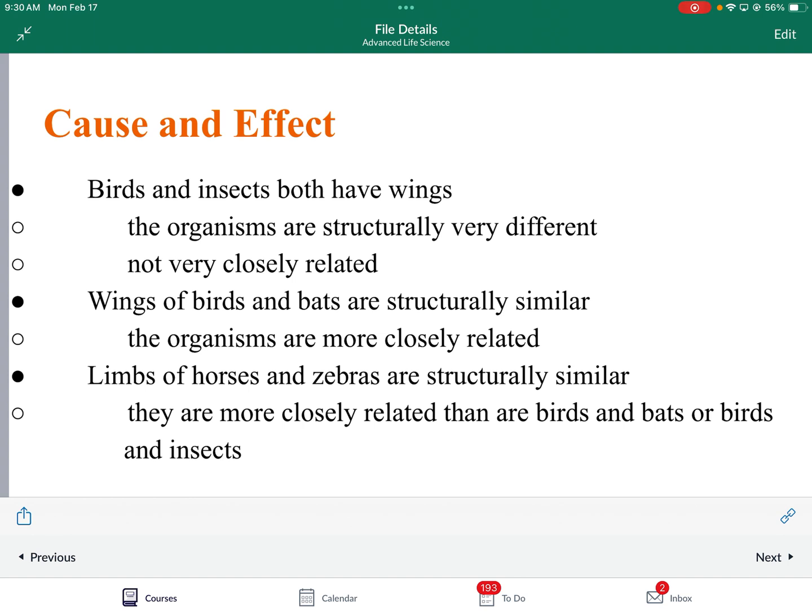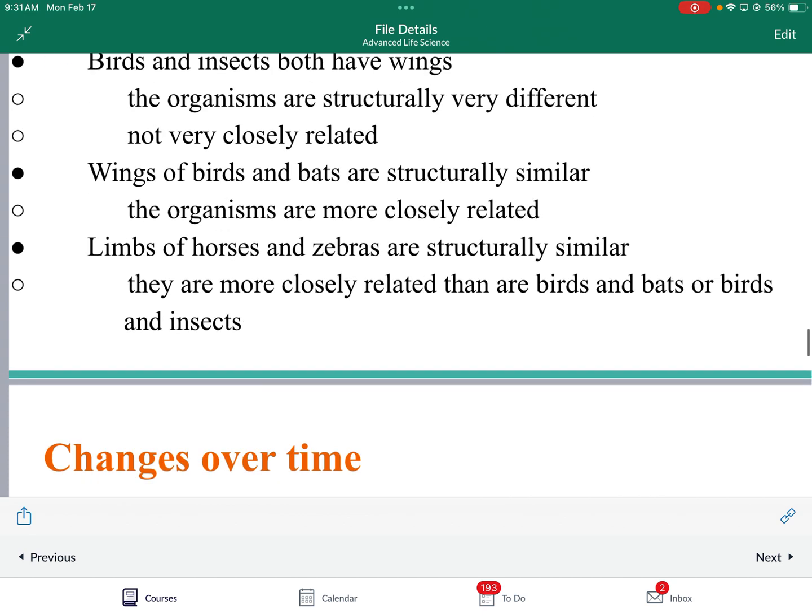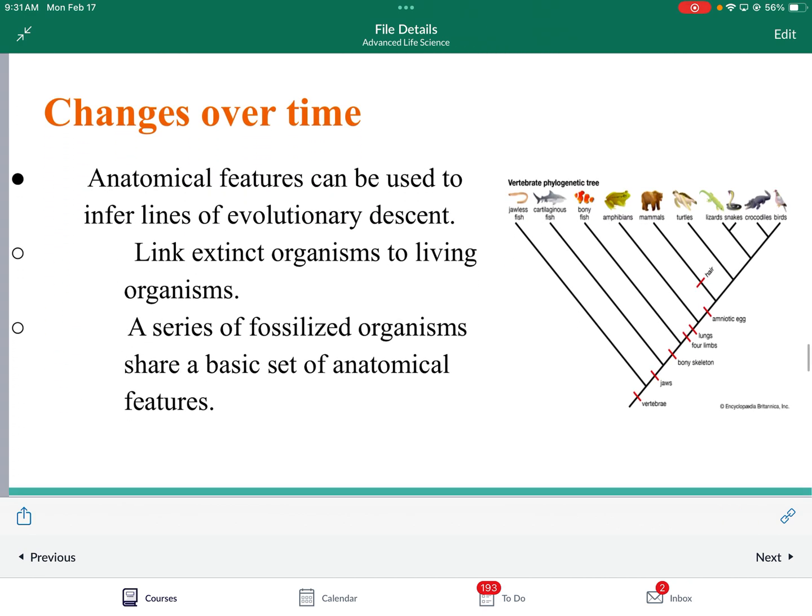Limbs of horses and zebras are structurally similar. They are more closely related than birds and insects. And you can see that they're probably even more closely related than birds and bats because they're much more similar. Vestigial structures could be human tailbones as an example of a vestigial structure, or whales' hind legs.